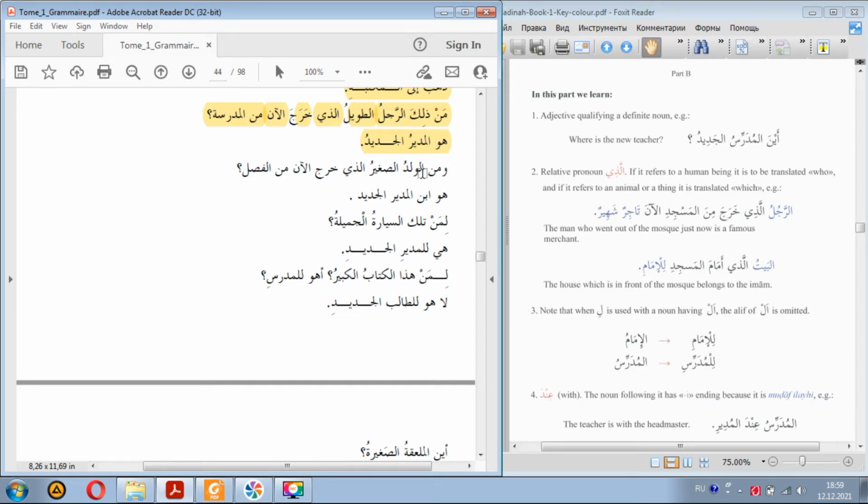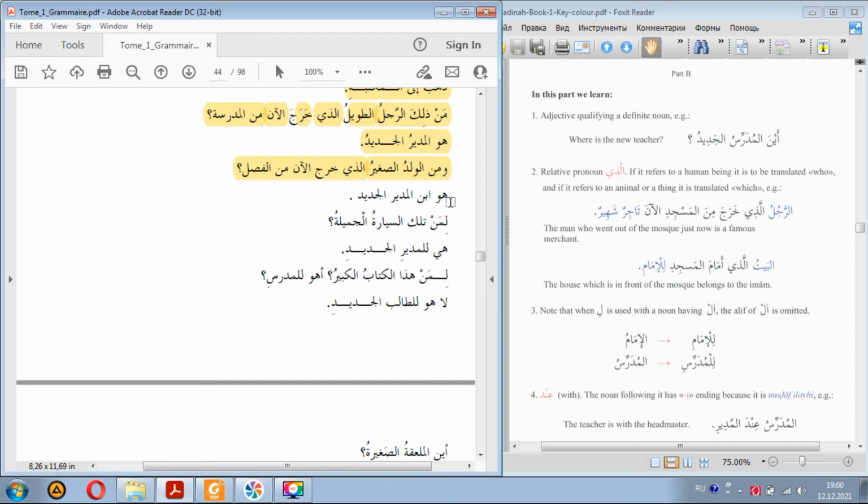ومن الولد الصغير الذي خرج الآن من الفصل. And who is the small boy who went out from the class just now?